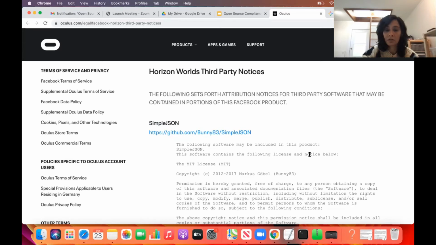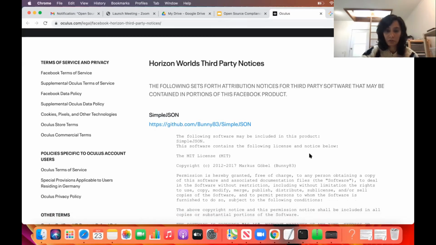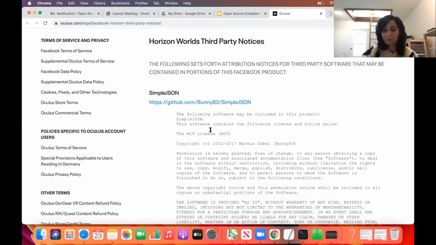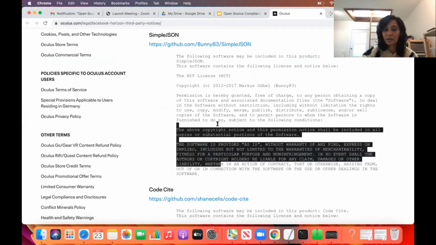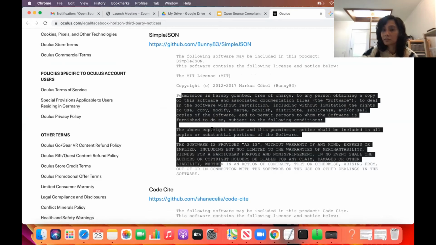So this is what companies do. Basically, they're saying that this product here is using simple JSON, right? Which is an open source component. And you find this component here on this GitHub website. And it is under the MIT license. And here's the copyright, it's written by, right? And then there is the entire text of the license here, right?